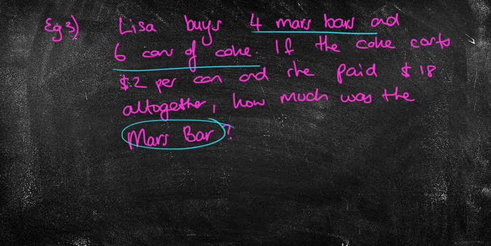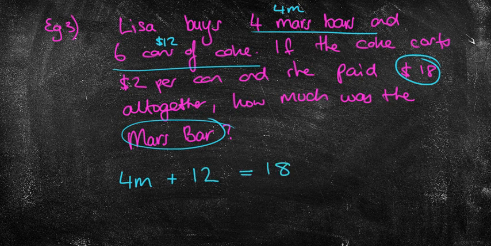Okay, so the Mars bar is what I'm looking for. So we've got 4 of those things. So you could let it equal like 4m, I guess, or 4x, or 4y, or 4z. The 6 cans of Coke, well, they were $2 each. They cost $12. And we know that it all equals $18. So let's write that down. 4m plus the 12 is equal to 18. So you can see how I've got my equation. I'm now going to solve it by taking the 12 away. 4m equals 6. I'm going to then divide 6 by 4 and say m equals, well, that will equal $1.50.